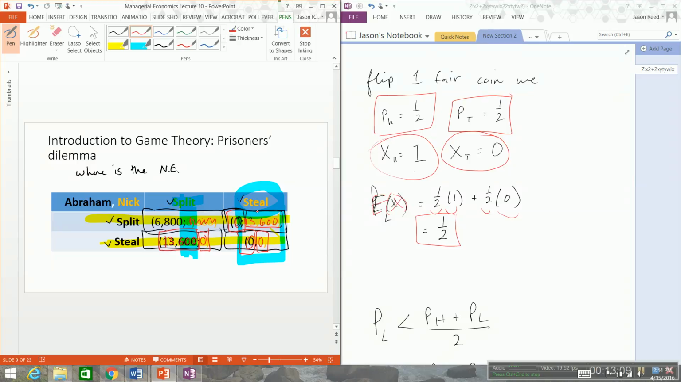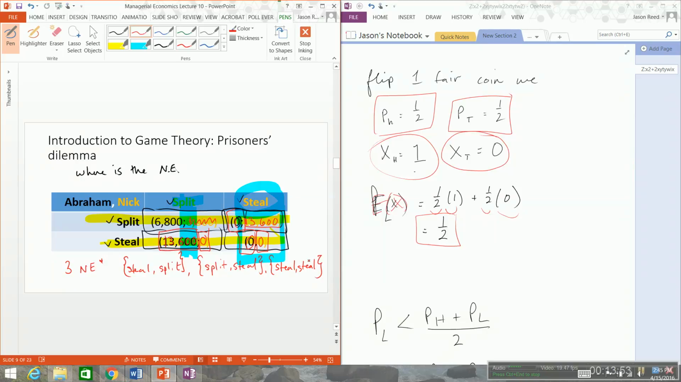And so we're going to look at where both players decided to play together. So that happens in three categories. So the three Nash equilibria happen where we have steal, split. Again, that's Abraham choosing steal and Nick choosing split. We have split, steal. And again, that's Abraham choosing split and Nick choosing steal. And then our last is steal, steal. These are our three equilibrium outcomes.